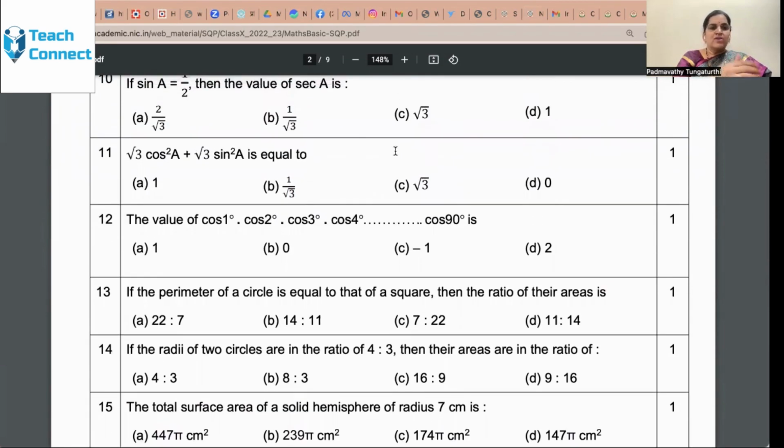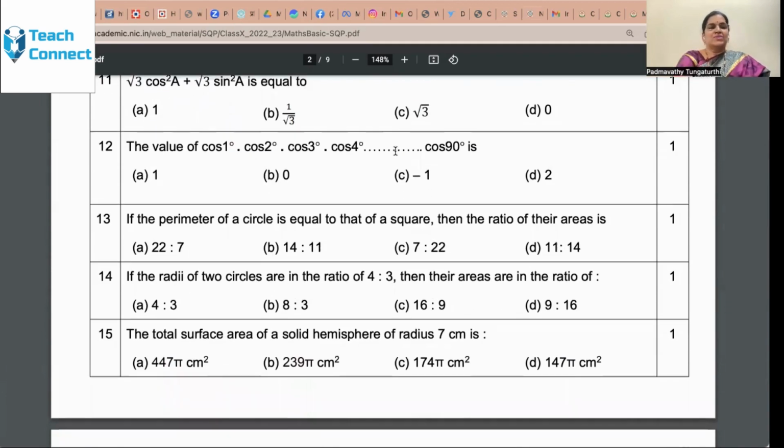Then, if you want to ask this in terms of tan, what should be the angle of A? For tan, what value? The value should be root 3 or 1 by root 3. Then how do you find out angle A? Calculate. Ask children many questions.